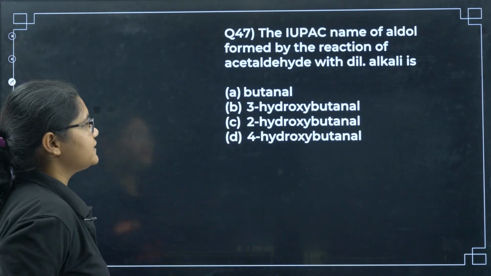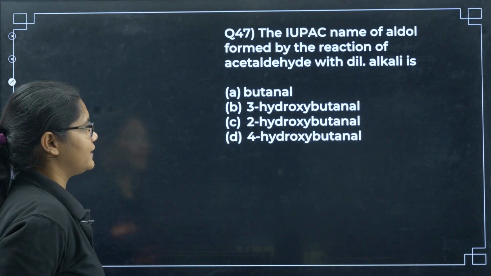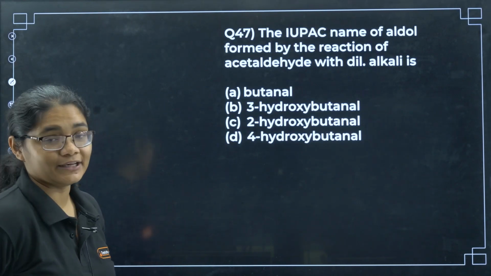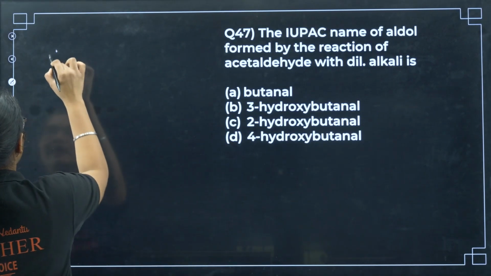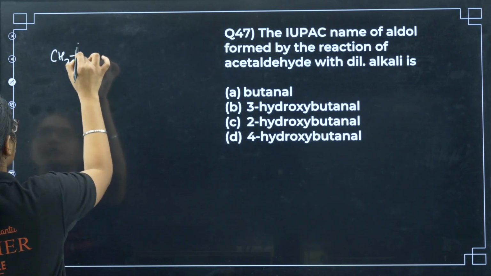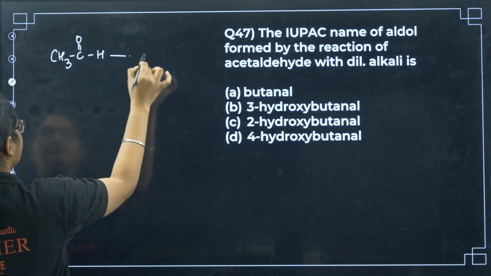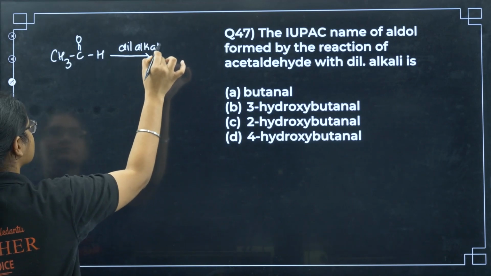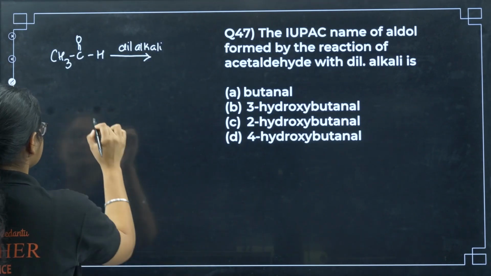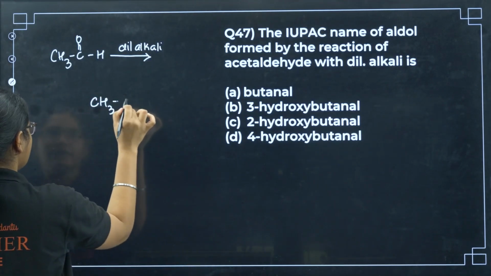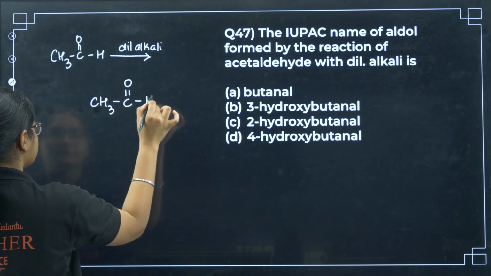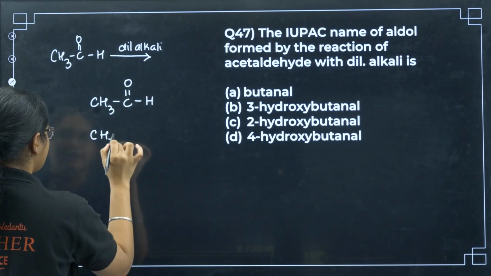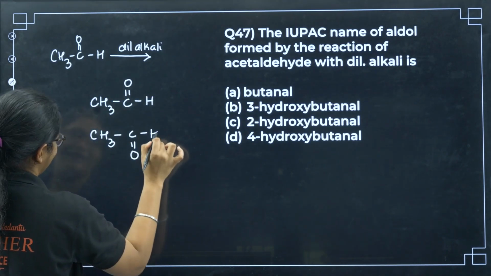Next, the IUPAC name of the aldol formed by the reaction of acetaldehyde with dilute alkali. So if I have acetaldehyde with dilute alkali, that is CH3 C double bond OH and then I have CH3 C double bond OH.